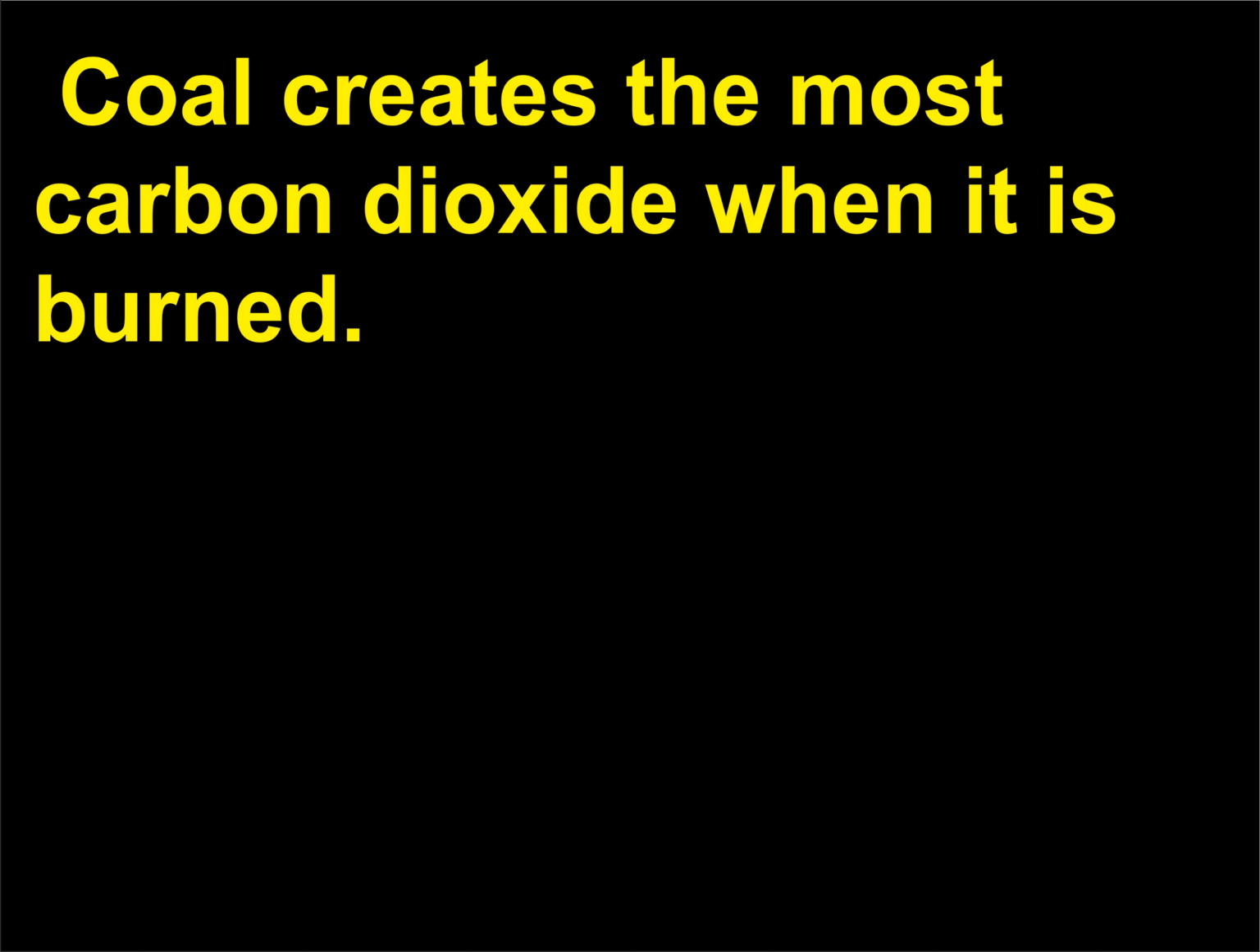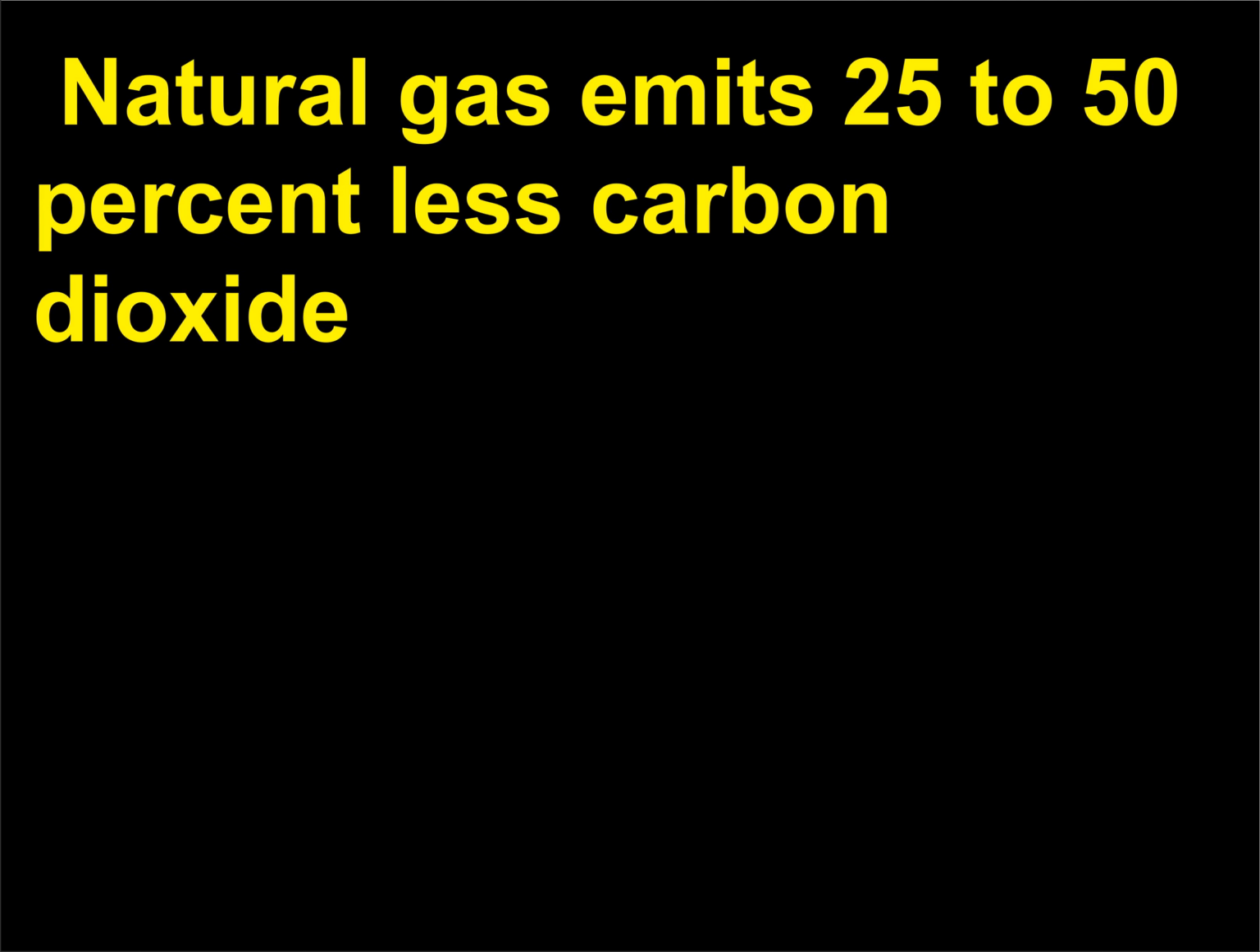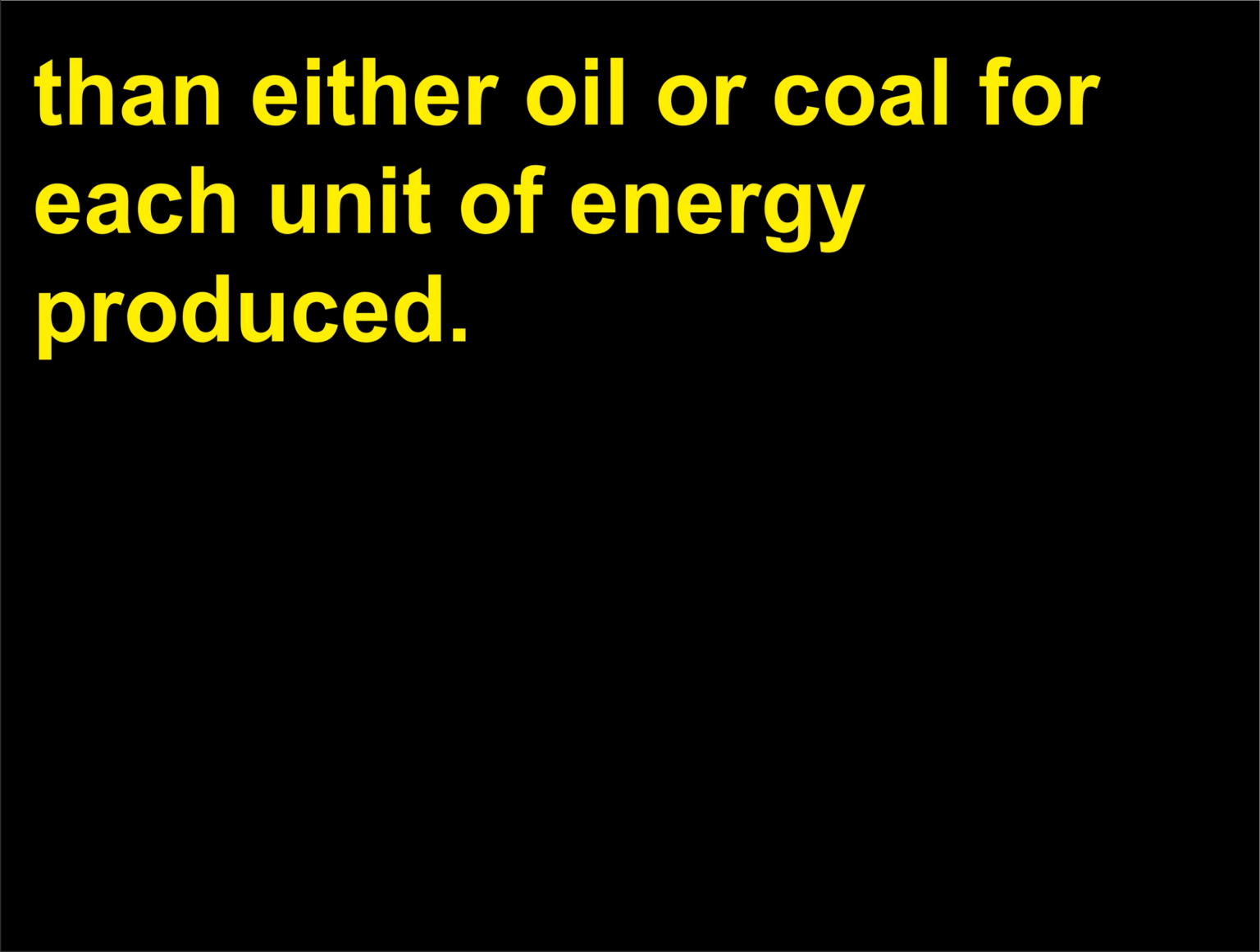Coal creates the most carbon dioxide when it is burned. Natural gas emits 25 to 50% less carbon dioxide than either oil or coal for each unit of energy produced.